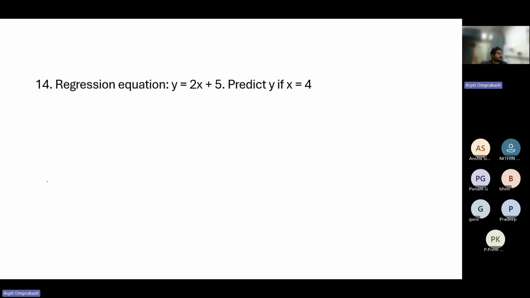So the regression equation is given, y is equal to 2x plus 5. Predict y if x equals 4. It's quite simple. So y is equal to 2x plus 5, and x is given as 4. y is equal to 2 into 4 plus 5, which is 8 plus 5, which is 13. Great. Good job.